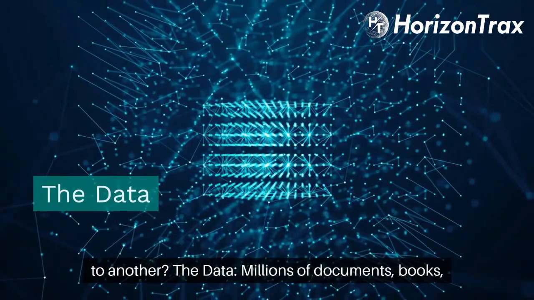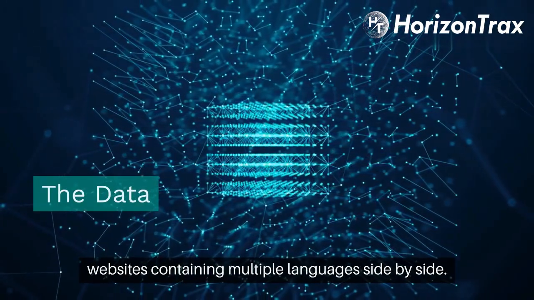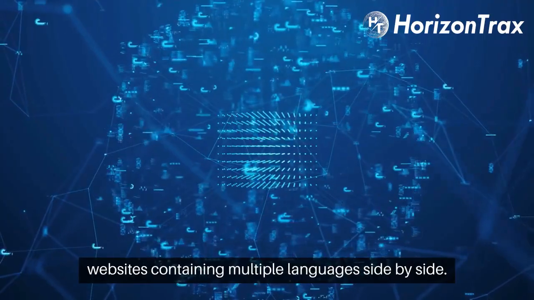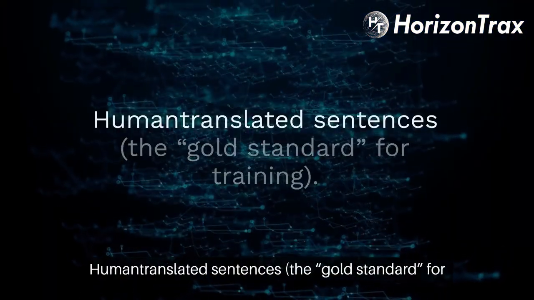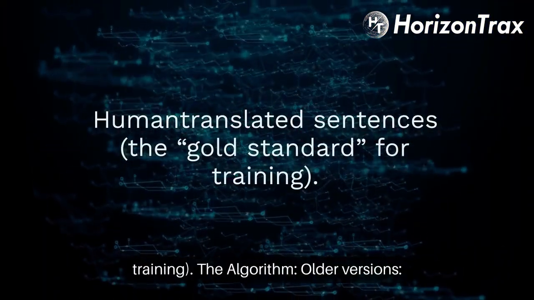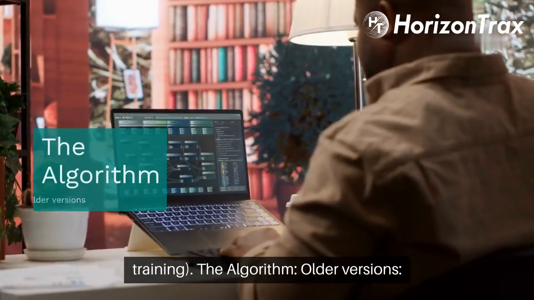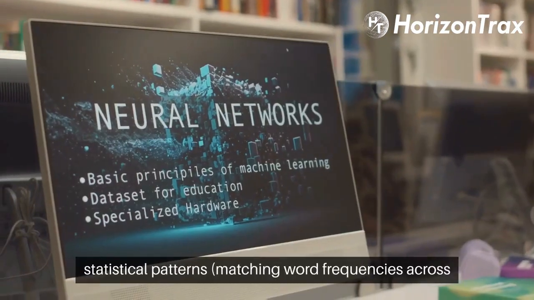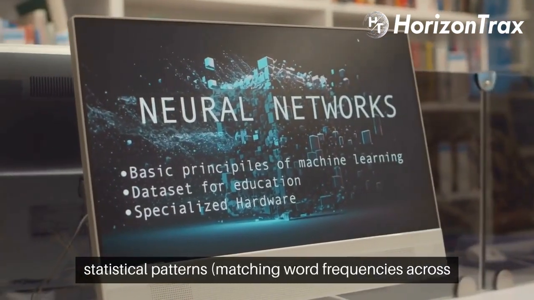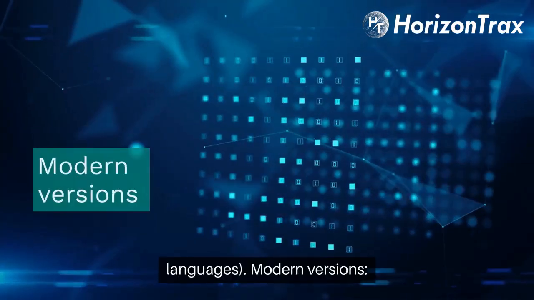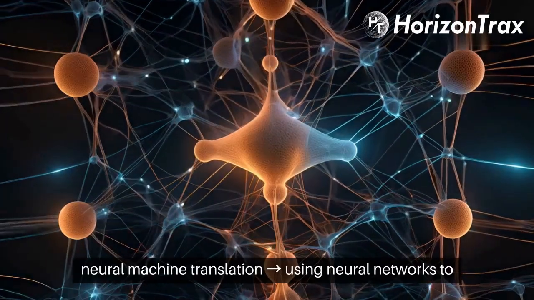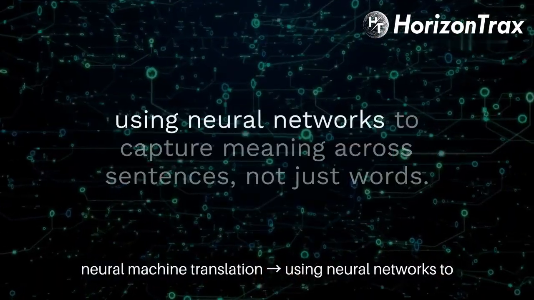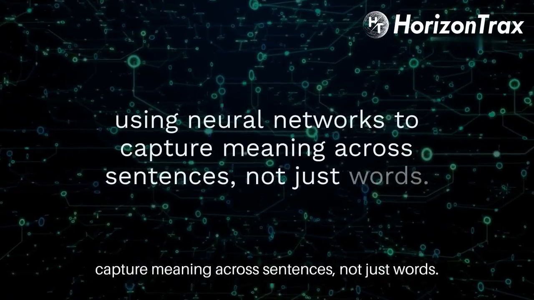The data: millions of documents, books, websites containing multiple languages side by side. Human translated sentences, the gold standard for training. The algorithm: older versions used statistical patterns, matching word frequencies across languages. Modern versions use neural machine translation, using neural networks to capture meaning across sentences, not just words.